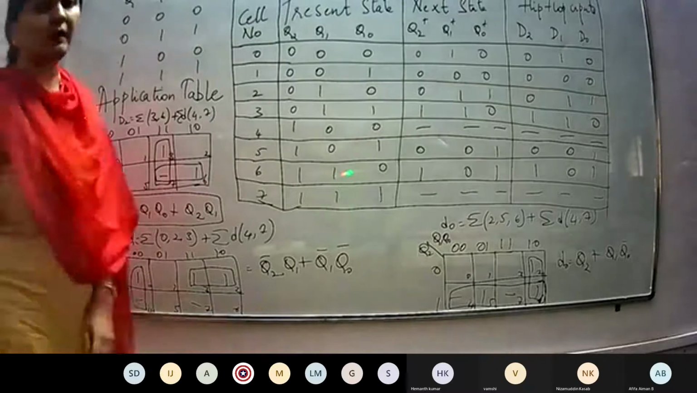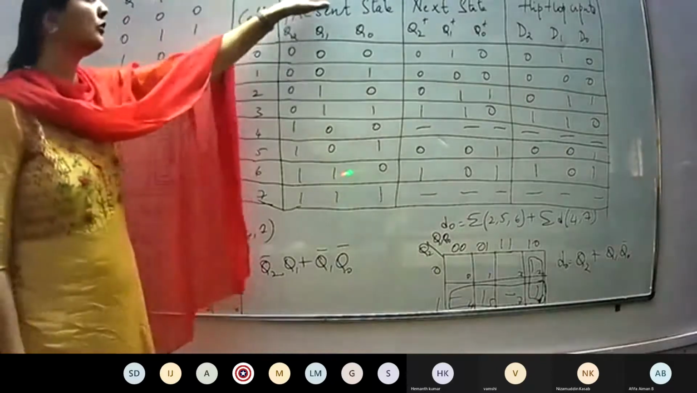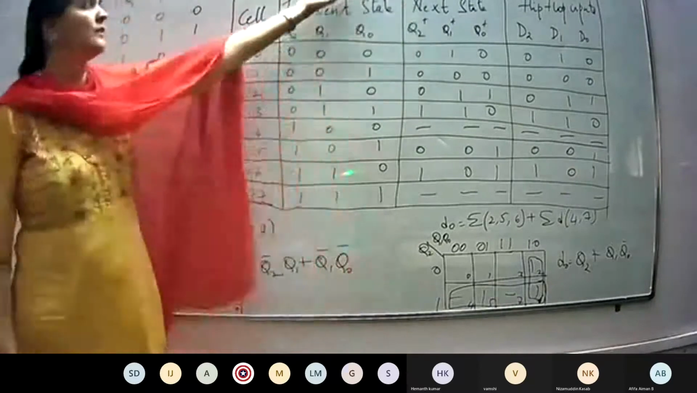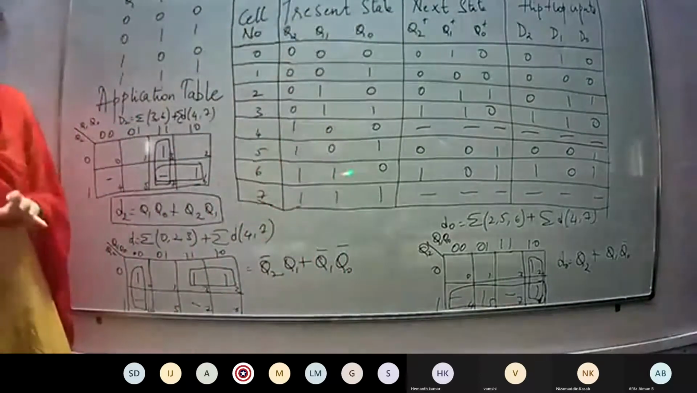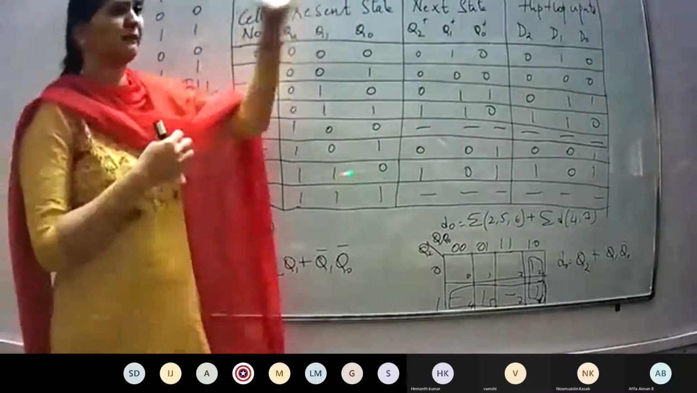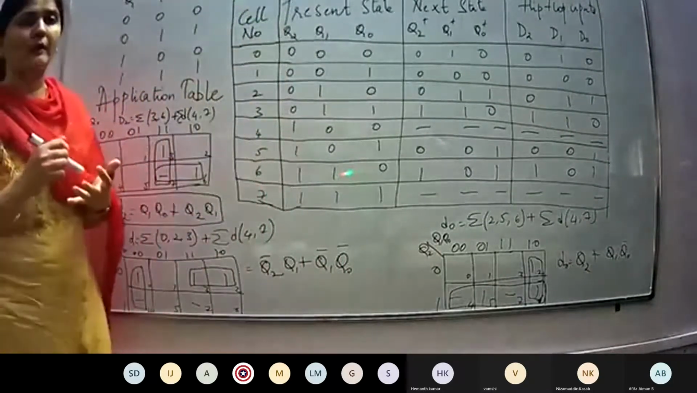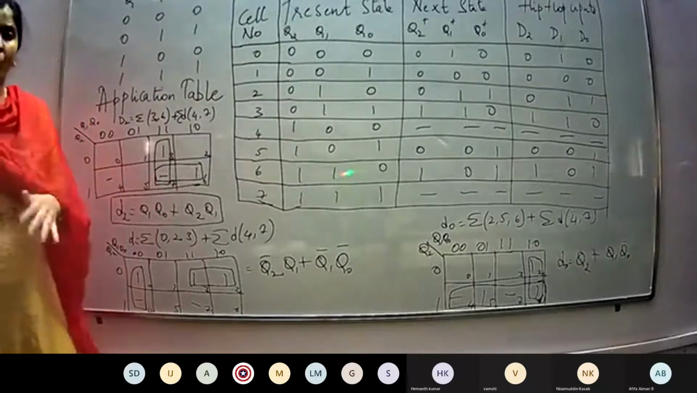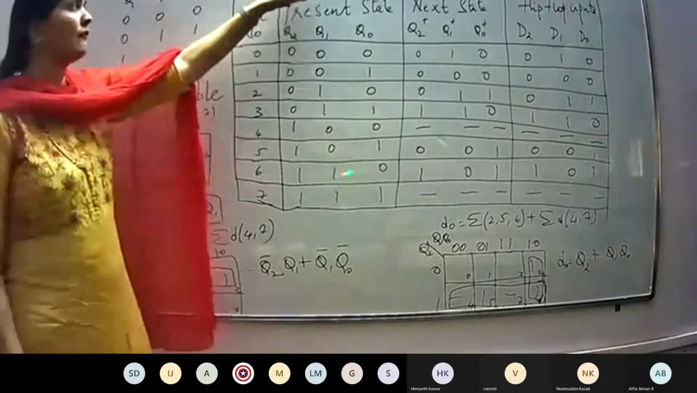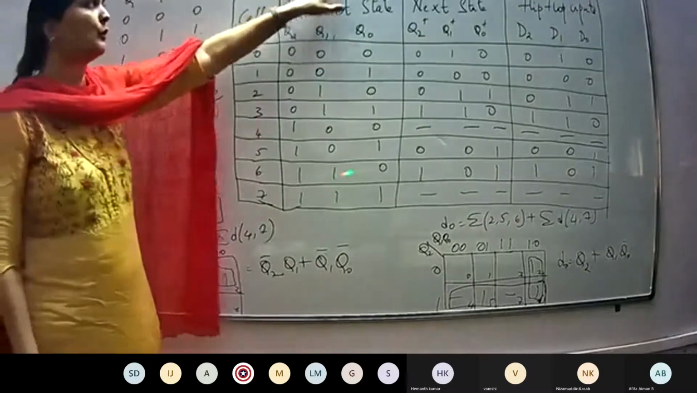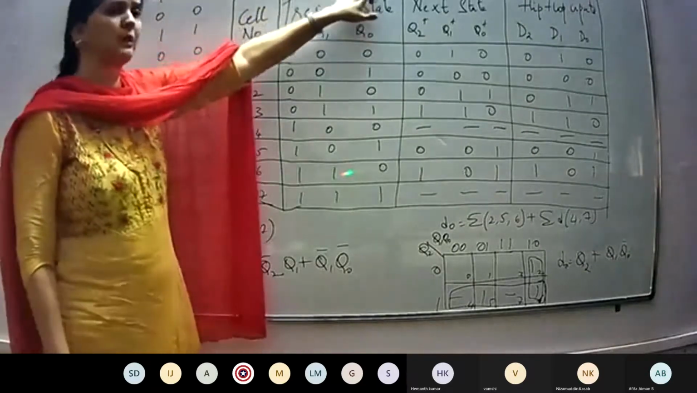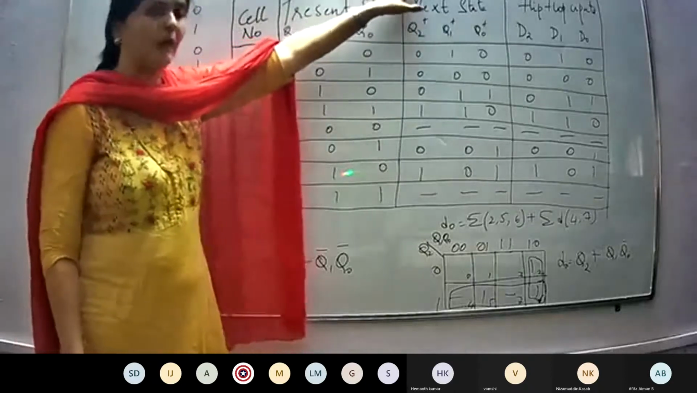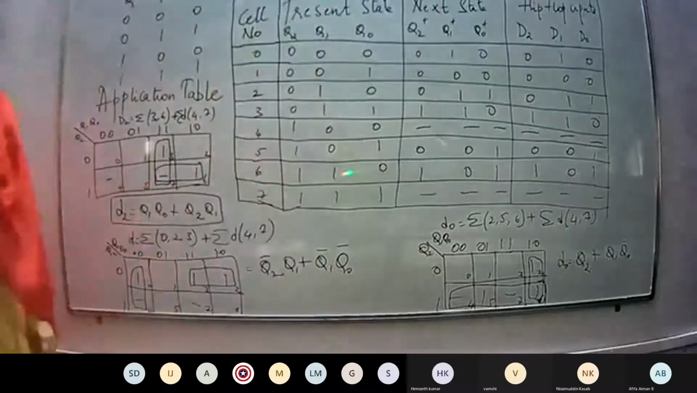So here we'll be designing a counter which will sequence 0, 2, 3, 6, 5, 1, 0. So this is the given sequence. We are designing a counter which has to sequence only this sequence. It cannot count 0, 1, 2, 3, 4, 5, 6, 7. We are designing our own sequence which is being given here. So after 0, it should count 2. After 2, it should count 3. After 3, it should count 6. After 6, it should count 5. After 5, it should count 1. And again back to 0.